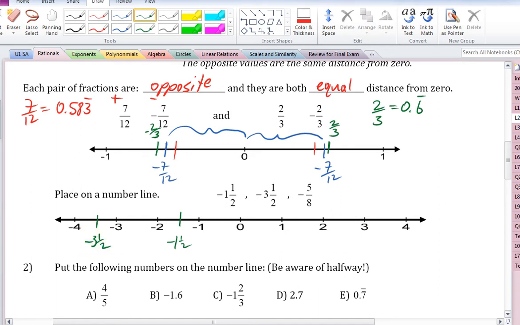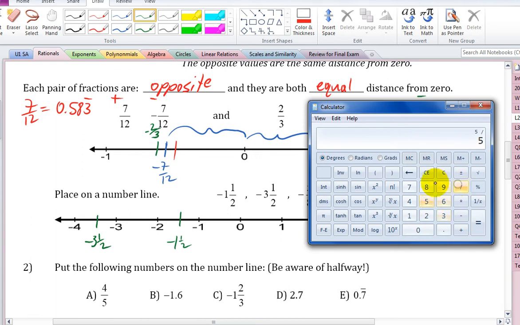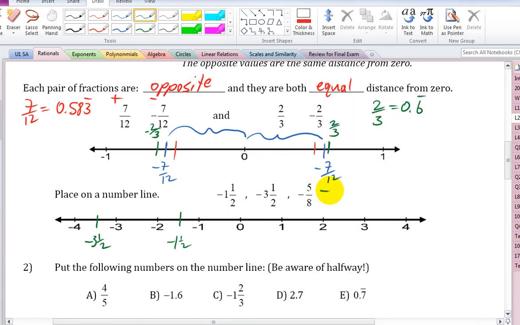Okay, negative 5 over 8 is 0.625, so negative 0.625. So think about where halfway is. Halfway is about here, so I should definitely see your plotting point slightly closer to negative 1. I will look for that, and I will mark it correct or not. You have to put it on the correct side. Now, don't write down the decimal, because that's not what I want plotted. I want the fraction plotted, negative 5 over 8. Okay?